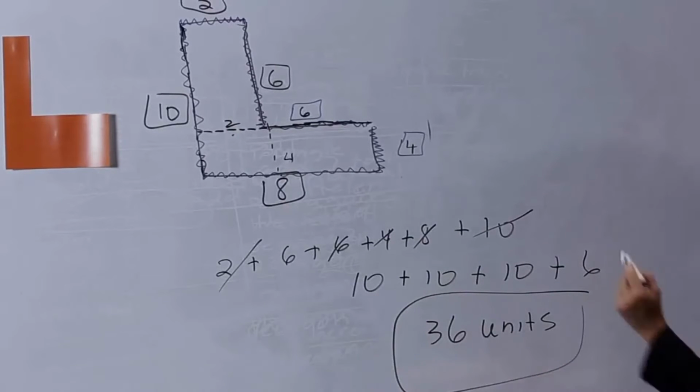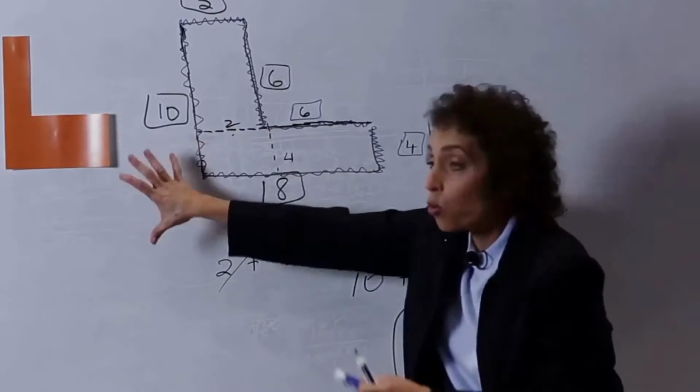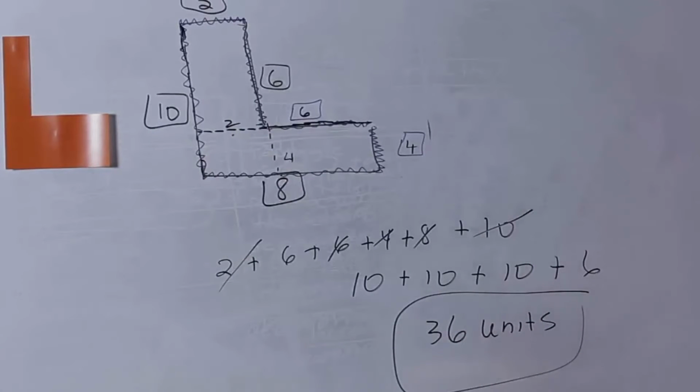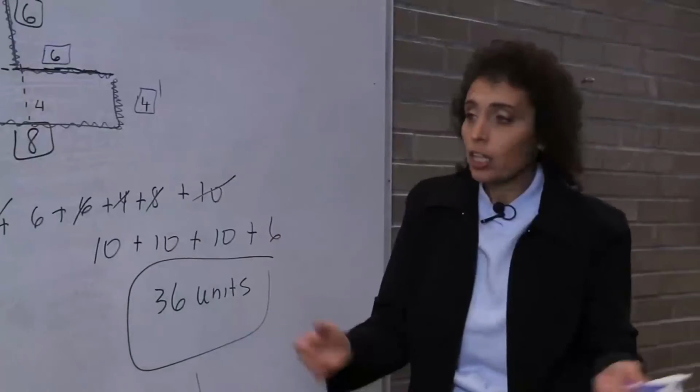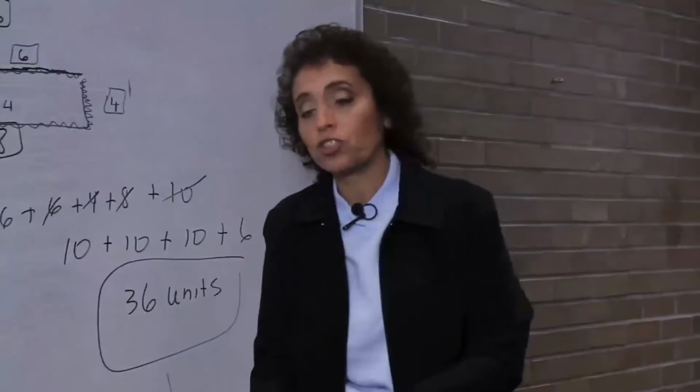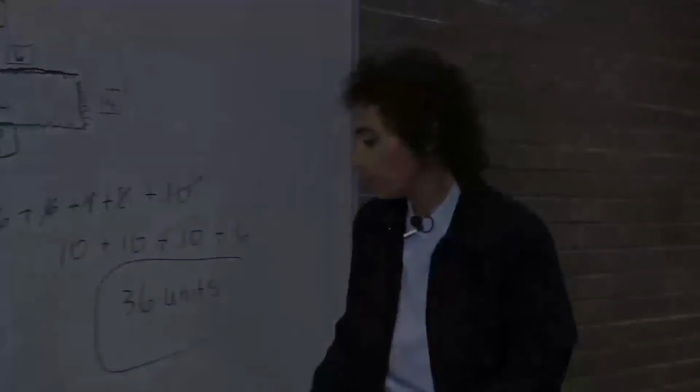We have 36 units. So sometimes you have to do more work to get the perimeter than just add up exactly what's there. Okay. I hope you enjoyed this lesson. Get ready for our next lesson, which is subtraction of whole numbers.